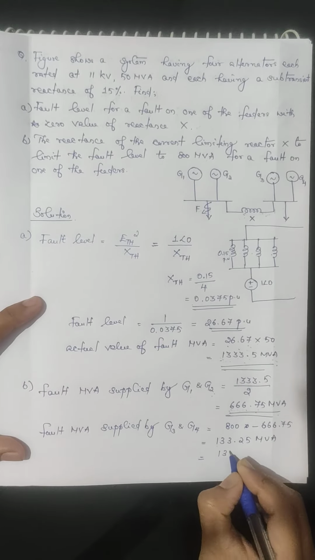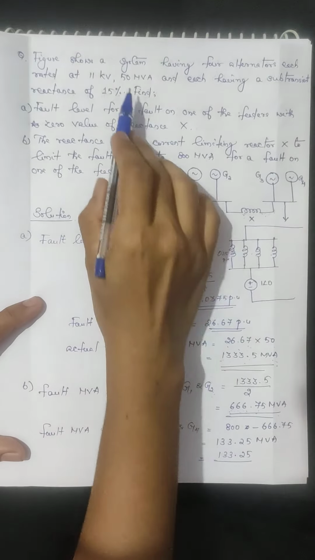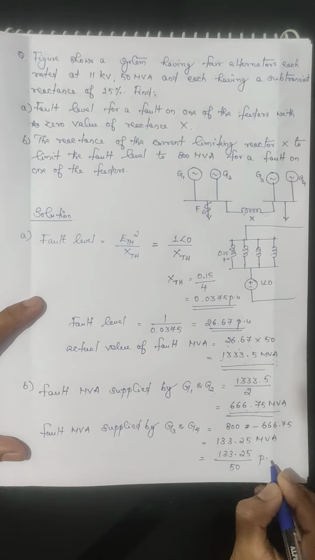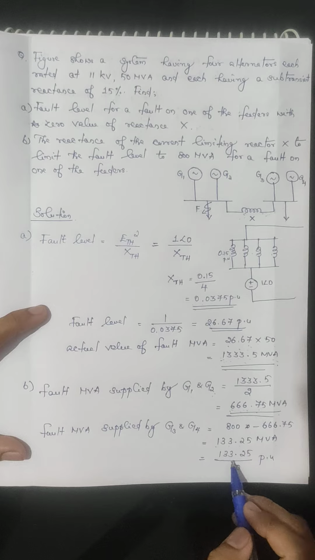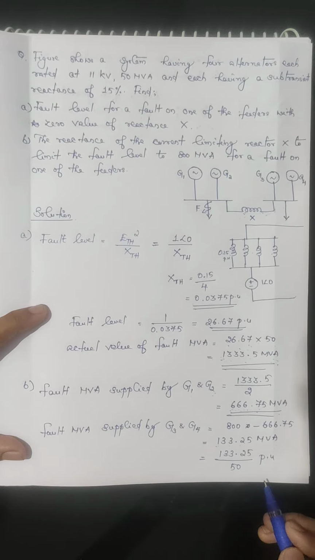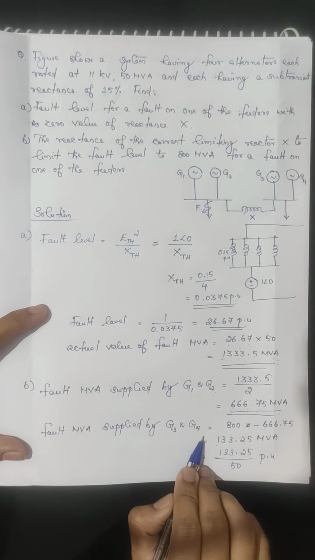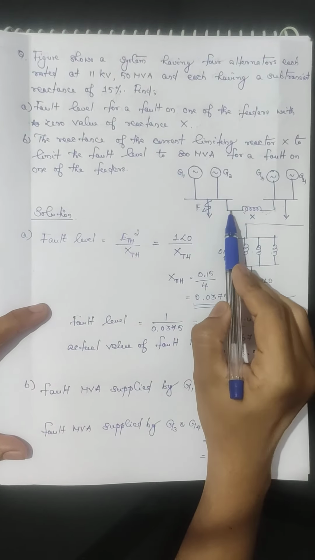the actual value is 133.25, and the per unit value is the actual value divided by the base value. So 133.25 divided by the base MVA, which is 50, per unit. Okay. So 133.25 MVA, or 133.25 divided by 50 per unit. That is the fault MVA supplied by G3 and G4. Okay. So now see the fault MVA supplied by G3 and G4.